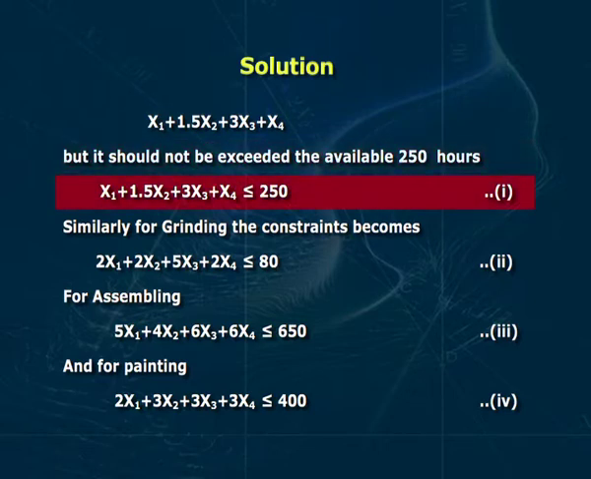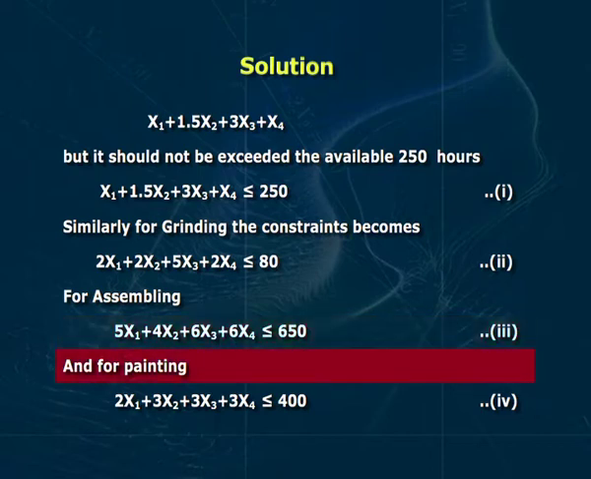Therefore, x1 plus 1.5 x2 plus 3x3 plus x4 should be less than or equal to 250, which we call constraint number 1. Similarly, for grinding, the constraint becomes 2x1 plus 2x2 plus 5x3 plus 2x4 less than or equal to 80, constraint number 2. And for assembling, 5x1 plus 4x2 plus 6x3 plus 6x4 less than or equal to 650, which would be constraint number 3.